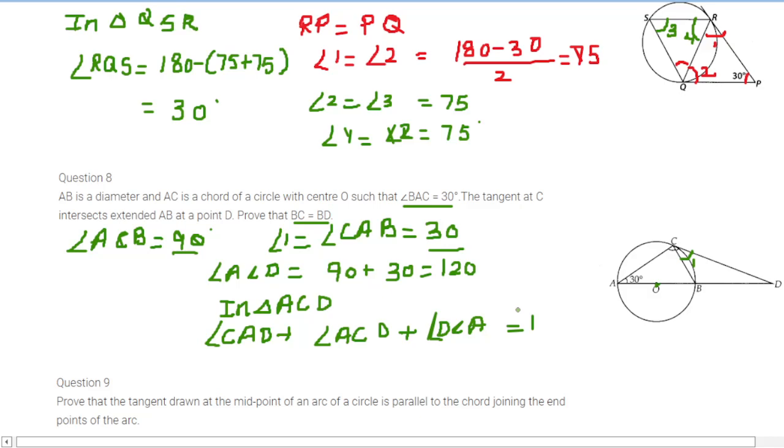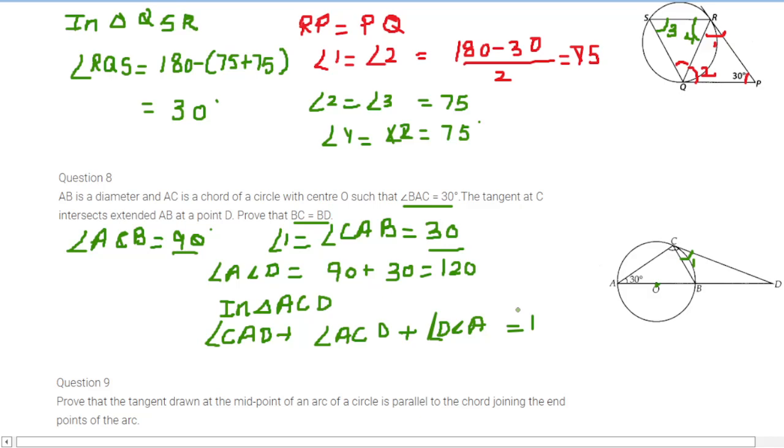30 degrees. Angle DCA is 30 degrees, so it means angle 1 and this angle, they both are the same. So this implies BC will be equal to BD, as sides opposite to equal angles are equal in a triangle. So hence it is proved BC and BD are equal.